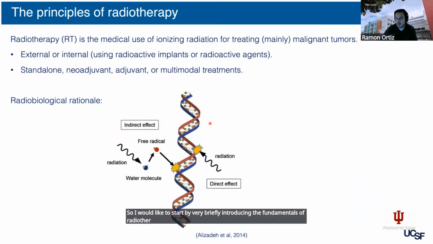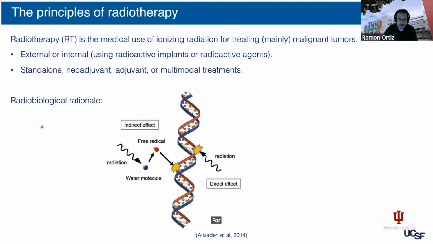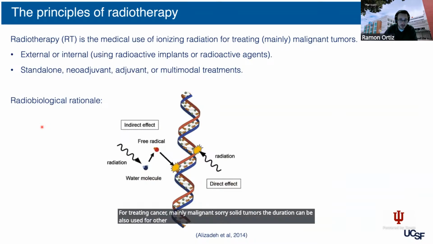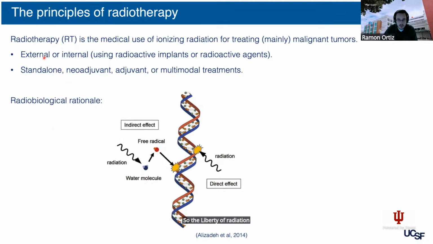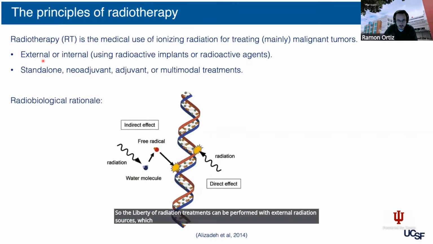So radiotherapy is the medical use of ionizing radiation for treating cancer, mainly malignant solid tumors. But radiation can also be used for other forms of cancer, like some types of leukemia, or for treating benign conditions. The delivery of radiation treatments can be performed with external radiation sources, which is the most common form of radiotherapy, but also using radioactive implants within the tumor, or even using radioisotopes attached to specific agents that target specific cell receptors.